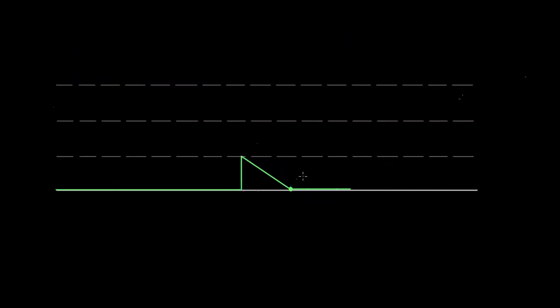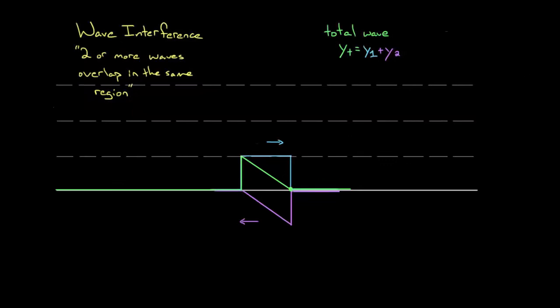So if we get rid of these, this would be what the total wave looks like when these two waves overlap. So I should say that this technique of just adding up the values of each wave at that point is called the superposition principle. It's a very lofty, intimidating name for something that's actually pretty simple. To find the total wave, you just add up the values of the individual waves.